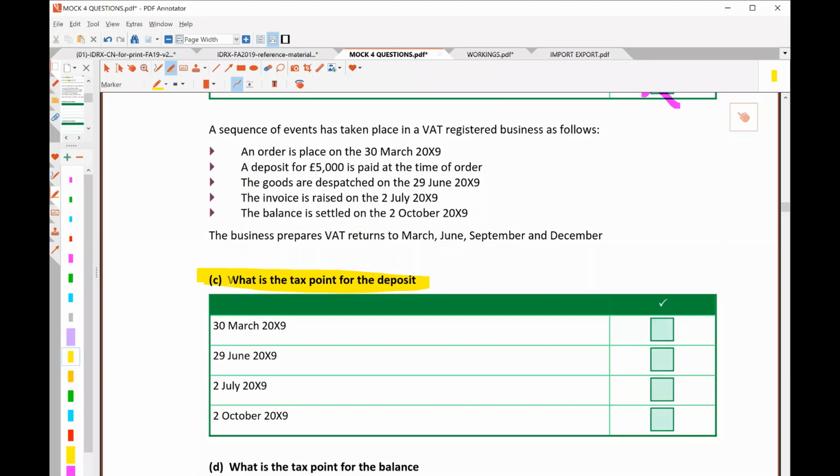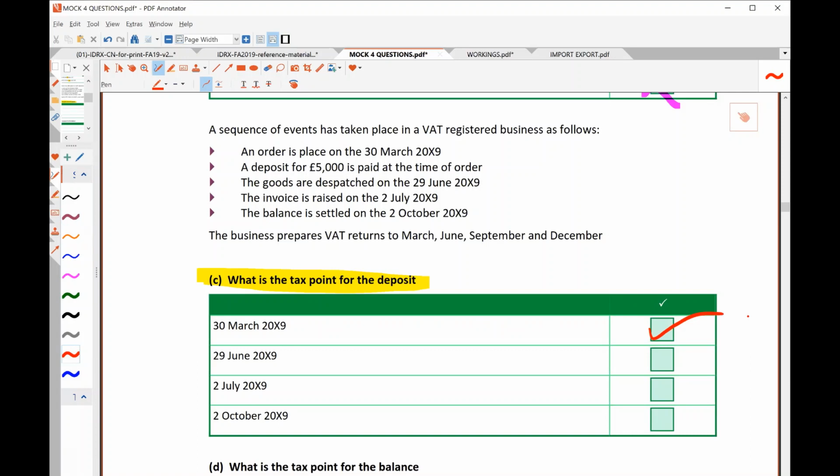And trust me, nearly whatever time it says the deposit was paid, or the order was placed, that would normally always be the answer to the deposit part of the question. And anyway, irrelevant of that, everything else is months away. You're looking at June, July, or October. Right, so do we all agree that with regards to the deposit, the tax point date that we would go for would be the 30th of March? Are we happy with that?